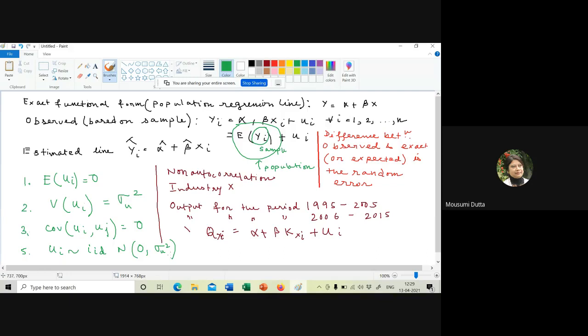Okay. So up to estimation, especially if you use the ordinary least square technique, you do not need the fifth assumption. Your entire exercise will be based on the first 4 assumptions. Only coming to the hypothesis testing part, you need the assumption of normality.